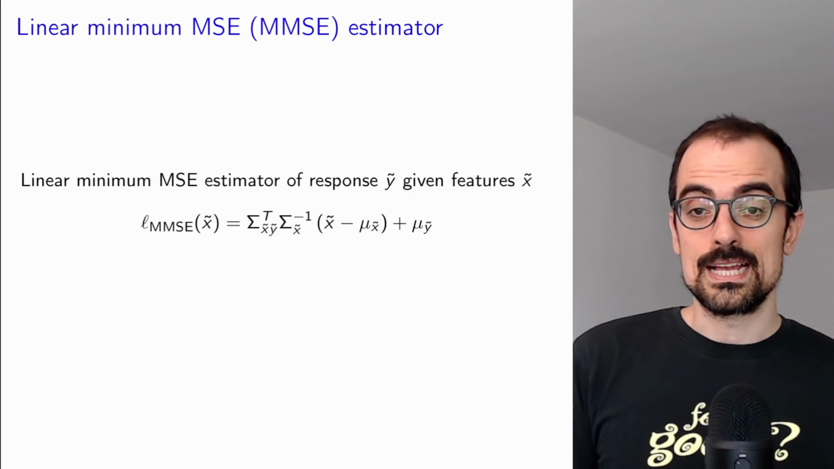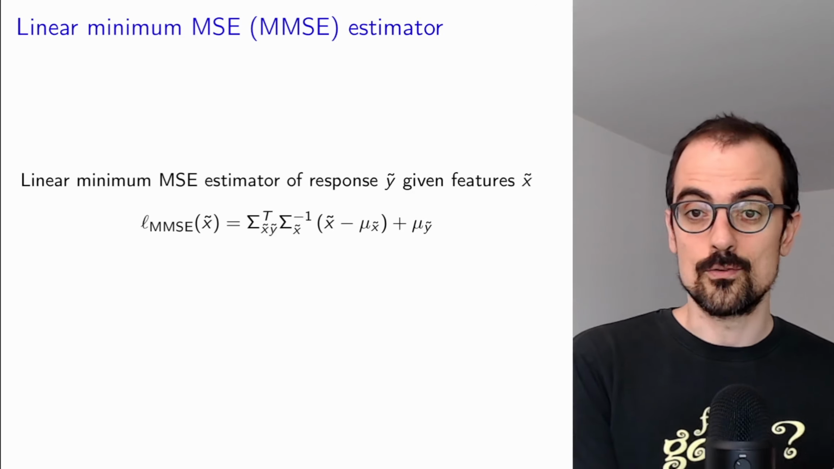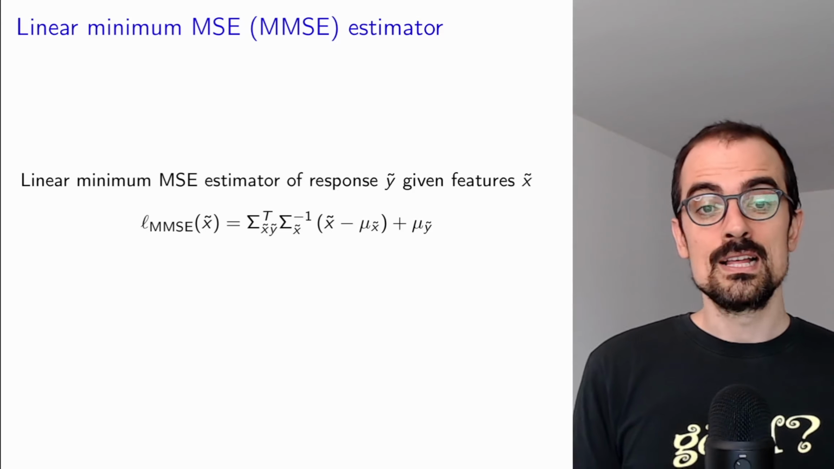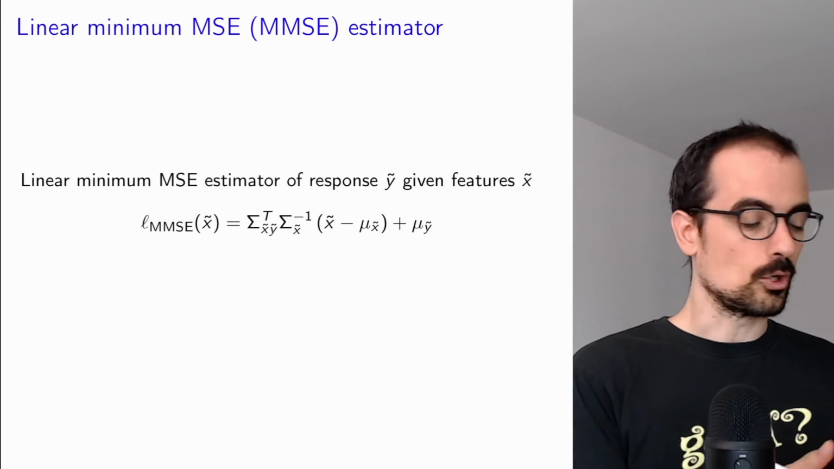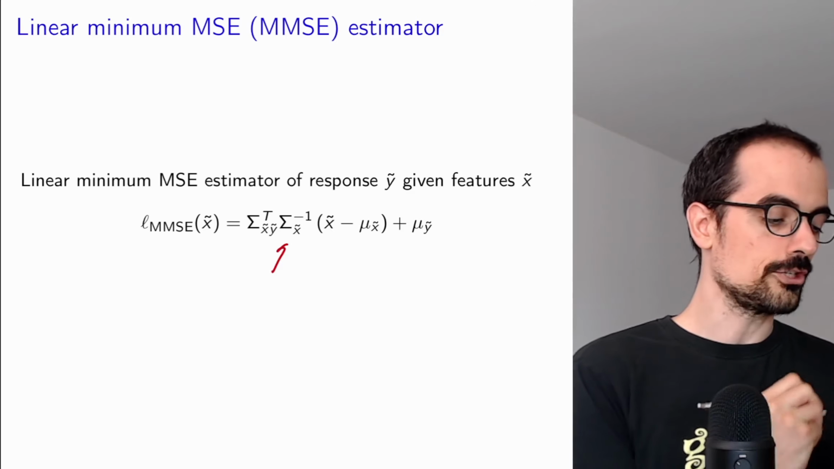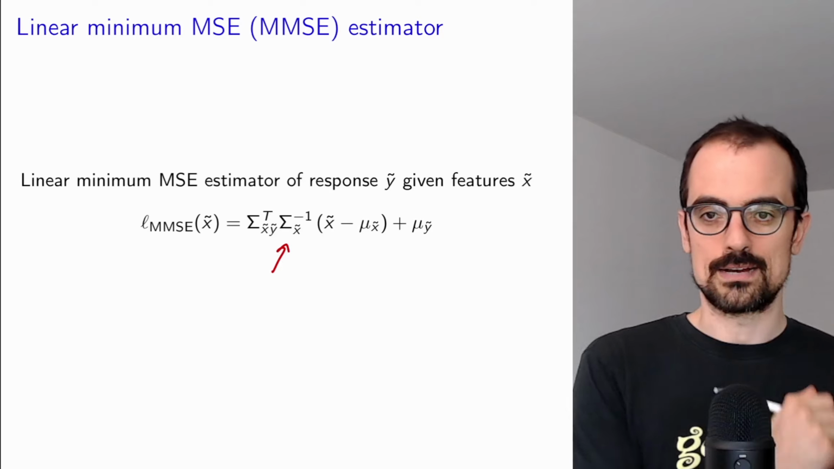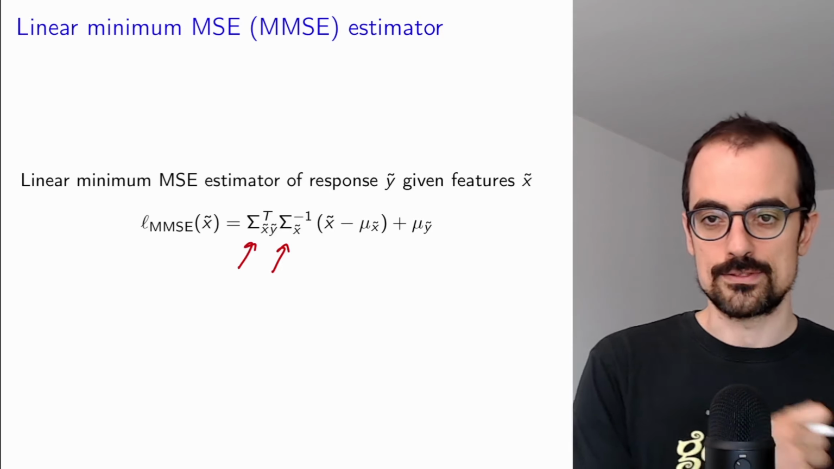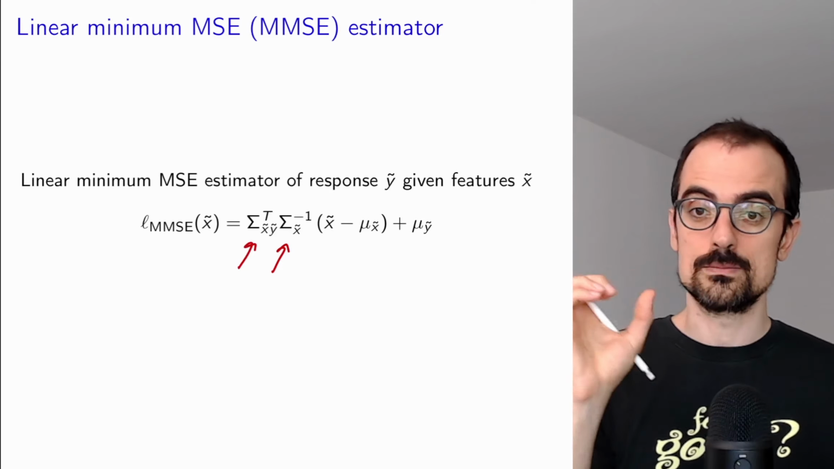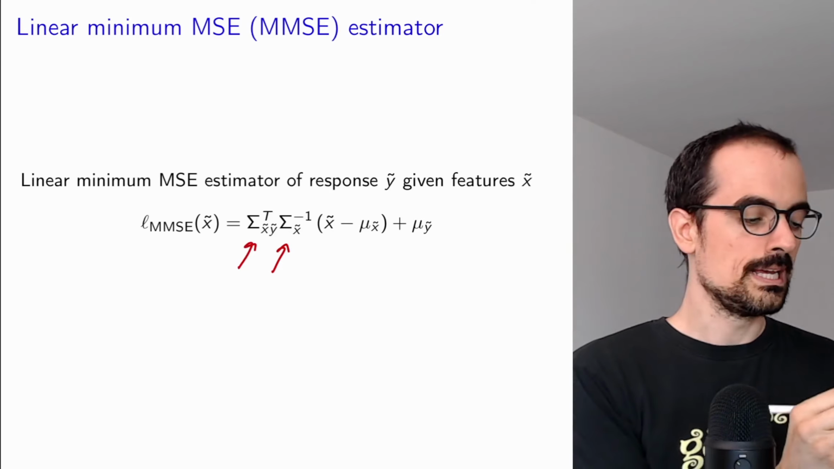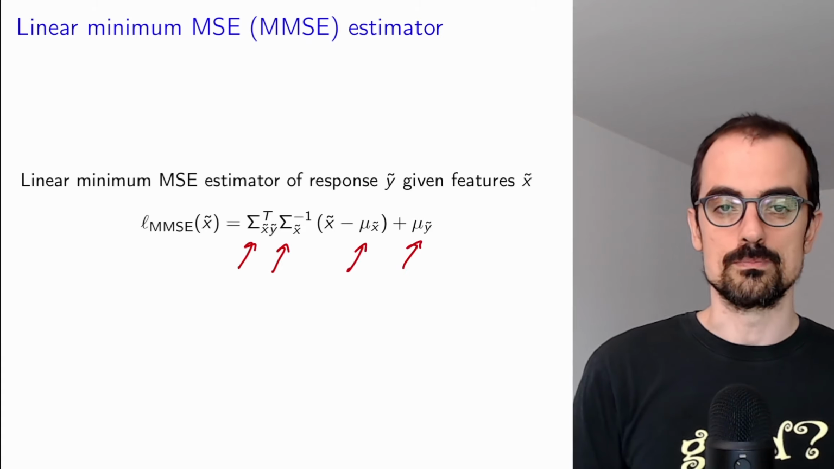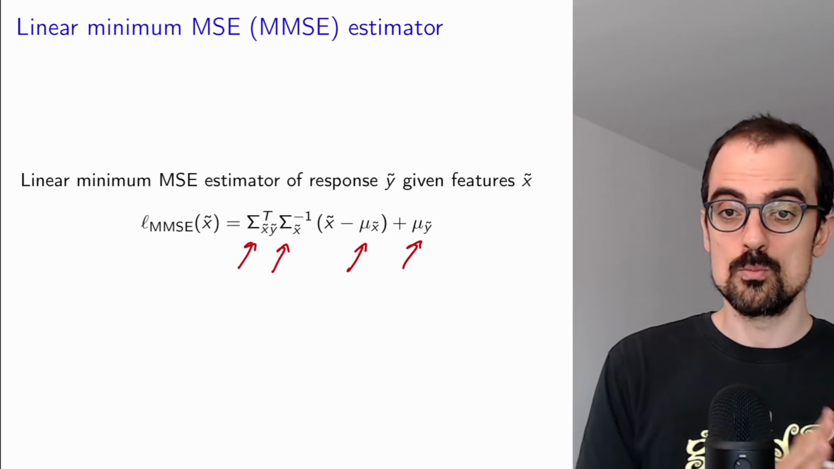The linear estimator that has that form that is optimal with respect to mean squared error has a closed form that only depends on the covariance matrix of the features, which we have to take the inverse of, the cross covariance between the features and the response, which contains all the covariances between each feature and the response, and then the mean of the features and the mean of the response. This is optimal with respect to mean squared error.